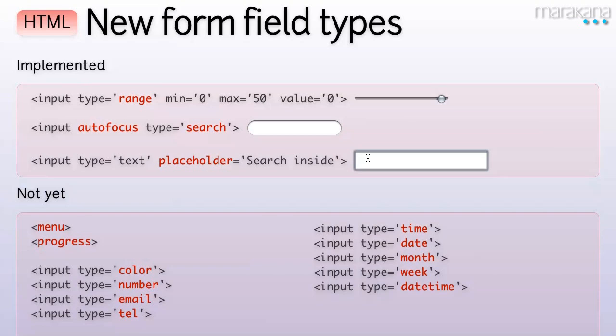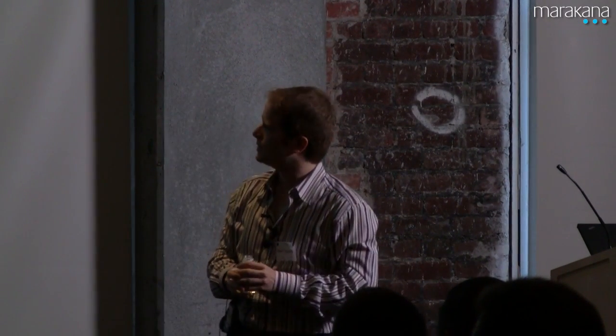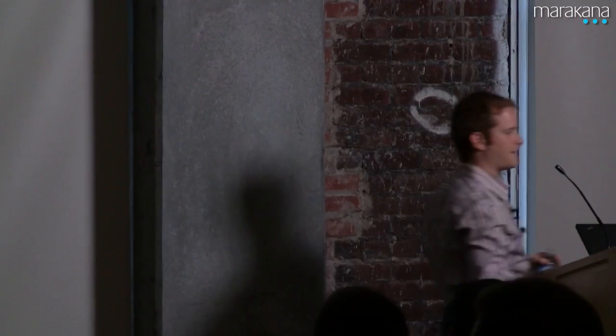Like I said, there's all sorts of other cool input controls that are not widely implemented yet. Opera gets a gold star. They actually implement most of them, I think. Things like menu for a menu, progress bar, so you can show progress, times, and so on. Those are going to be nice as they start showing up.